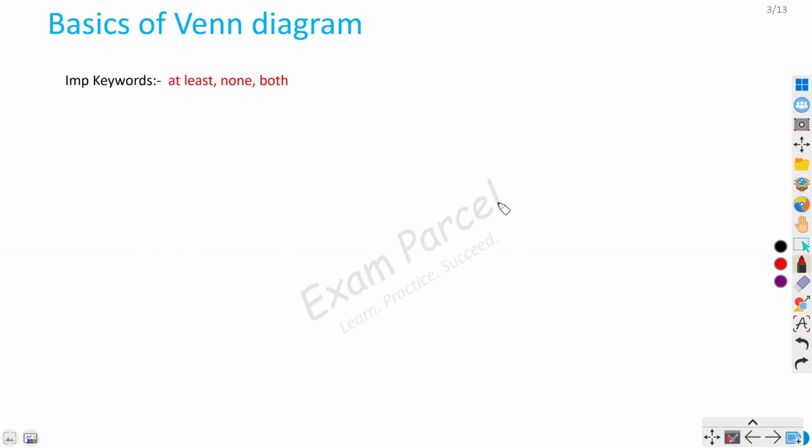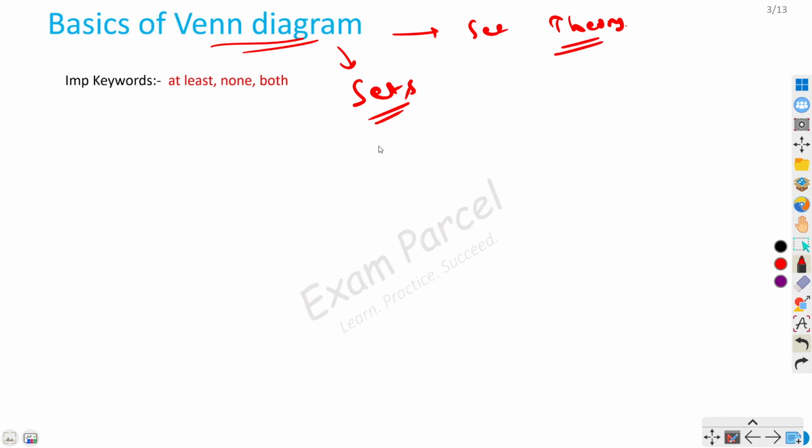Now let us first discuss the basics of Venn diagram. So what is Venn diagram? Venn diagram is another way to represent sets. So this is closely related with set theory. So we can say that Venn diagram is nothing but a way to represent sets.